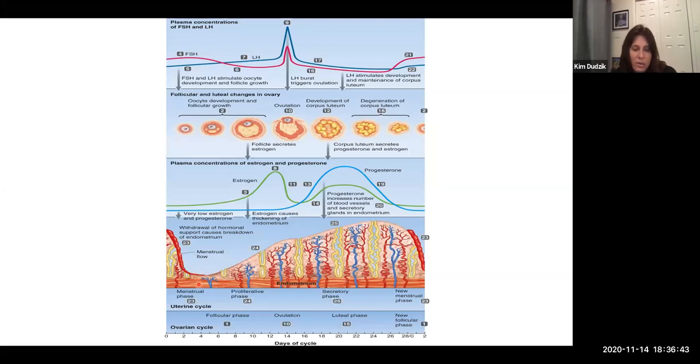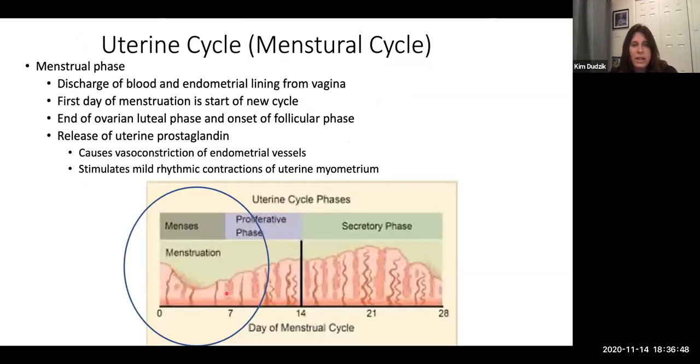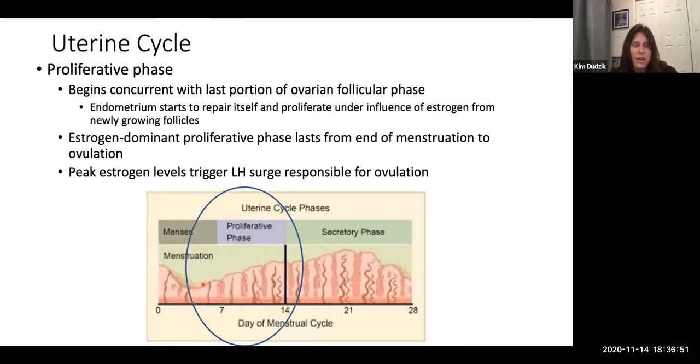So menstruation stops after about 3 to 5 days. Okay, menstruation stops, and then we get into the second phase of the uterine cycle called the proliferative phase. This is because estrogen is now, the receptors are on the cells of the endometrial lining, and it's causing them to grow, right? And so that's your proliferative phase, the growing of the endometrial lining, okay, because of estrogen.